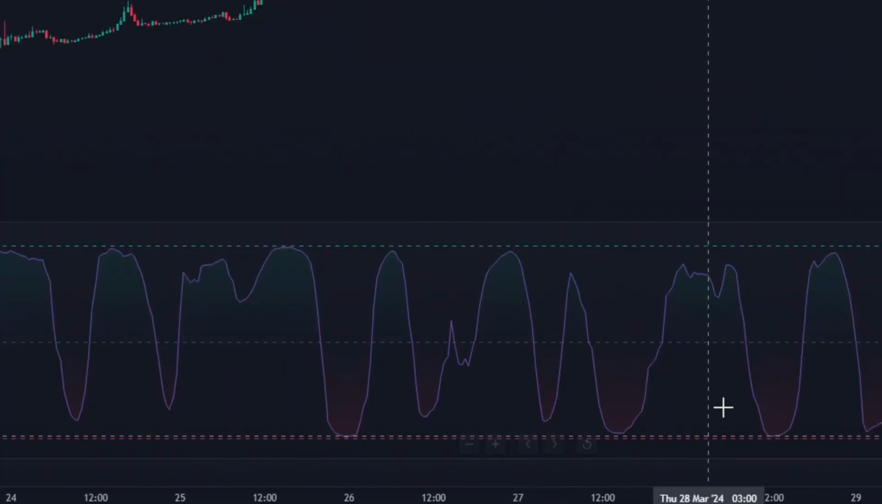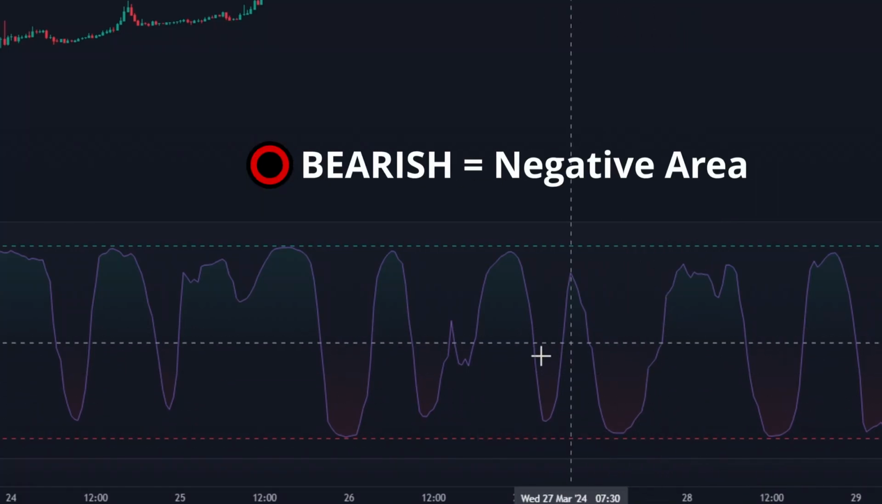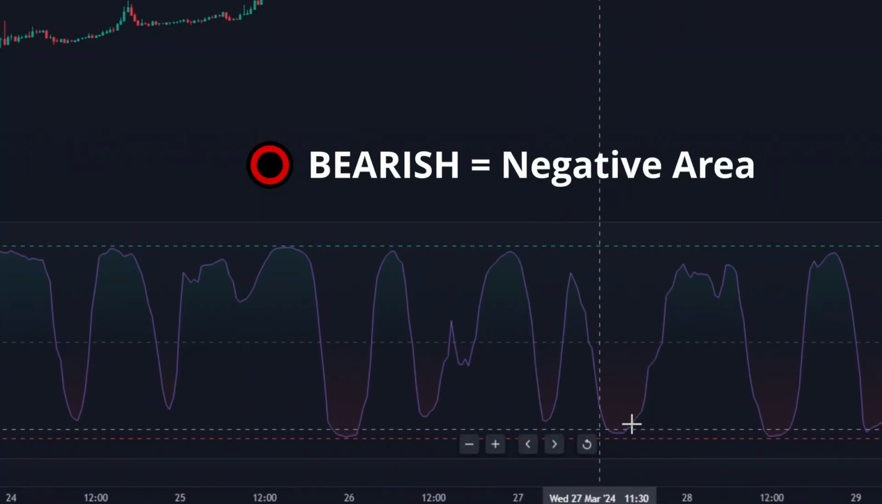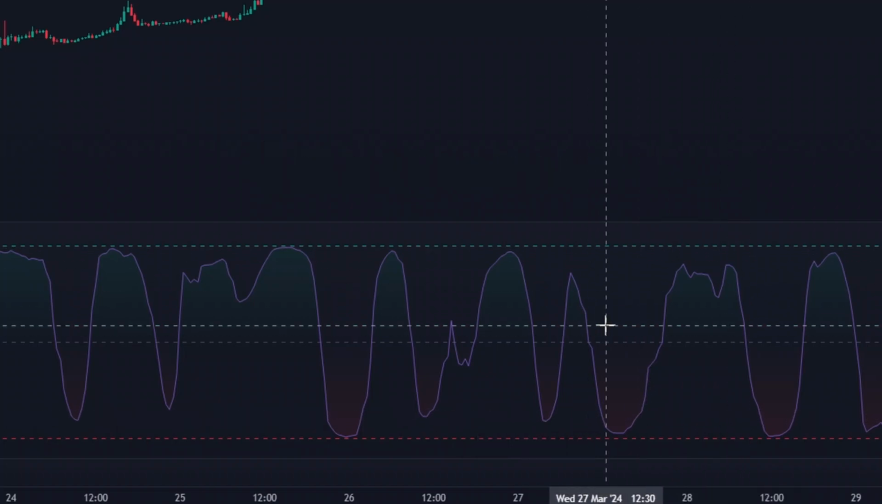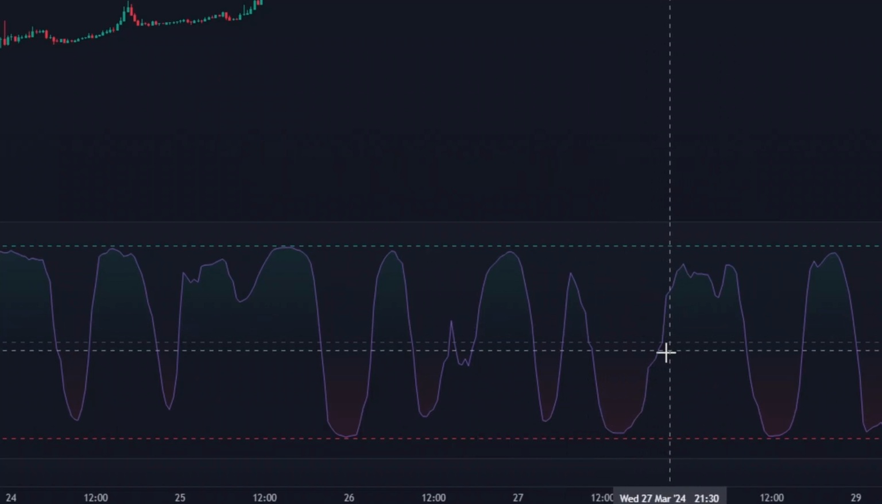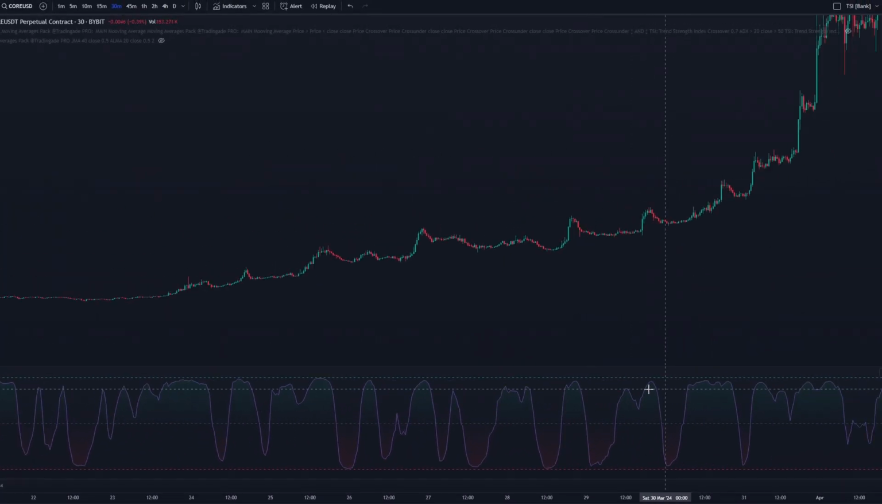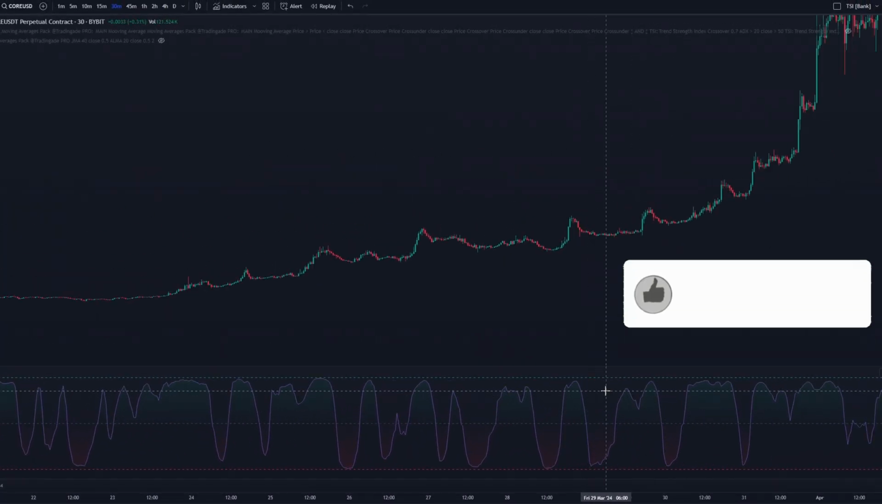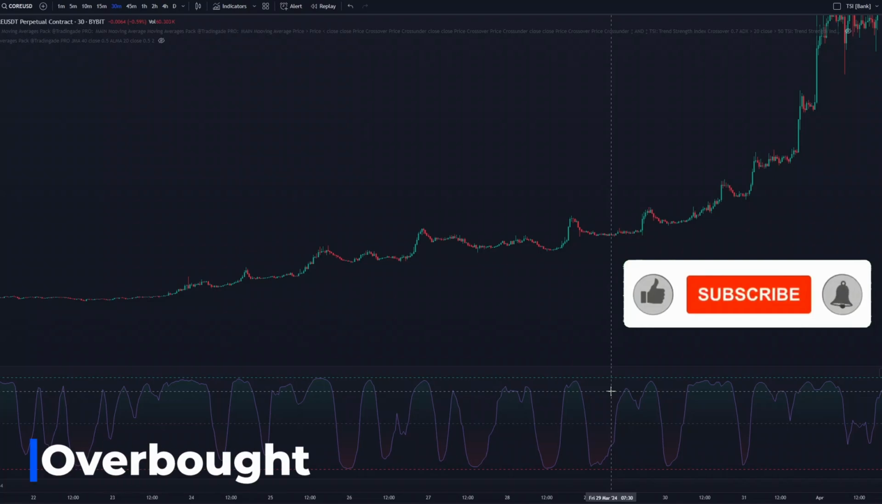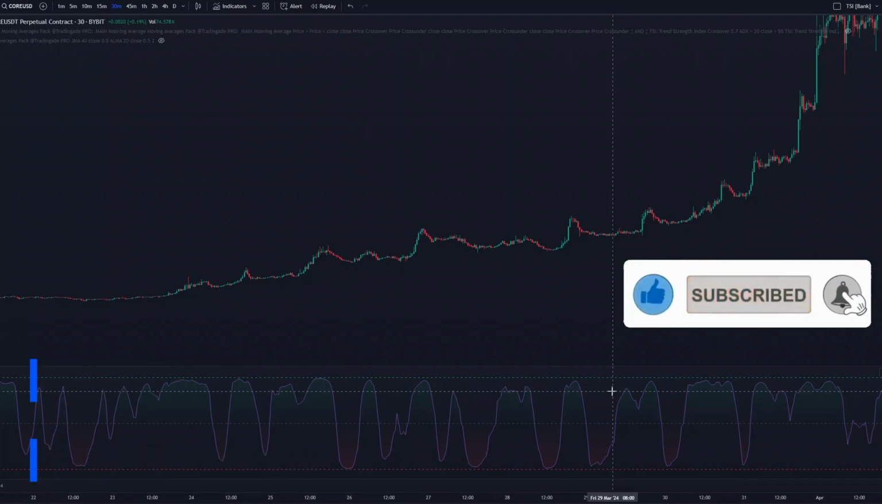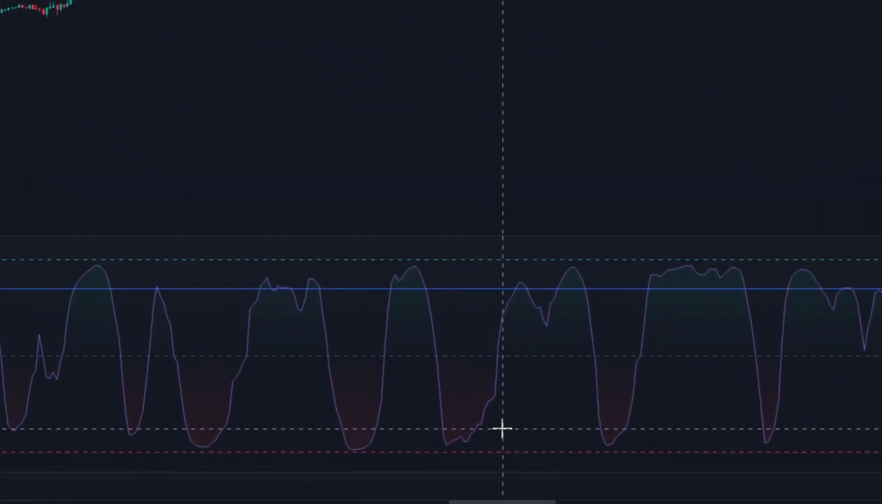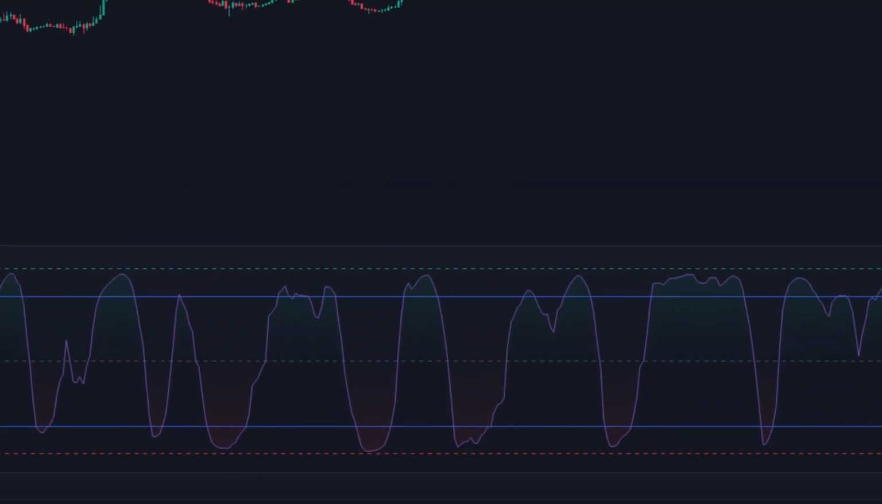Whenever the indicator is from 0 to -1, so in the negative area, it represents a downtrend, so basically a bearish confirmation. Whereas when the indicator is in the positive area, so between 0 and 1, it's a bullish confirmation. Considering how this indicator works, we're gonna draw two lines which will work as overbought and oversold. So here we're gonna set a line at 0.7 and here another line at -0.7.